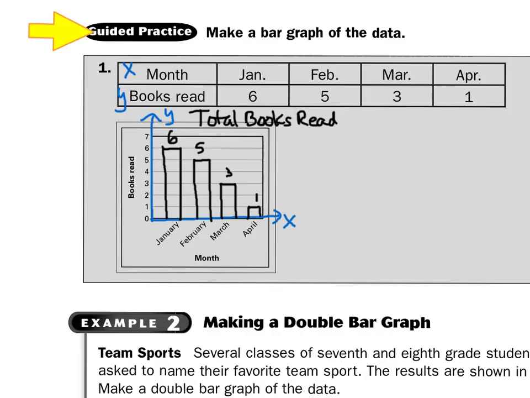Okay, so this guided practice should be quick. Notice that the X goes with the months, so the X-axis should be labeled months, and the Y goes with the number of books read. Okay, and so for January, go up to 6 and make your bar and label it 6. February, go up to 5 and label it 5. March, go up to 3 and label it 3. April, go up to 1 and label it 1. And then they forgot to put a title. So let's put a title, and I just called it Total Books Read.